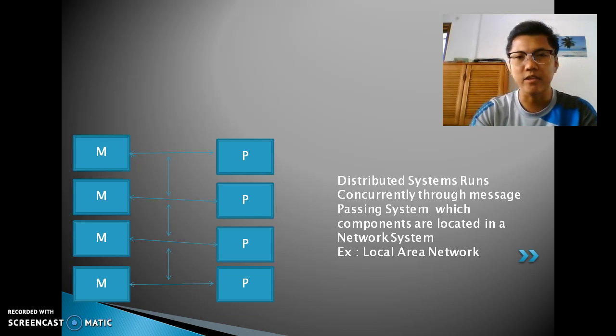This is a typical diagram of a distributed system. A distributed system runs concurrently through a message passing system, in which components are located in a network system. One example is a local area network. They are interconnected with each other. The message is being passed from the memory to the processor, and from one pair of memory and processor, it is passed to another pair of memory and processor.